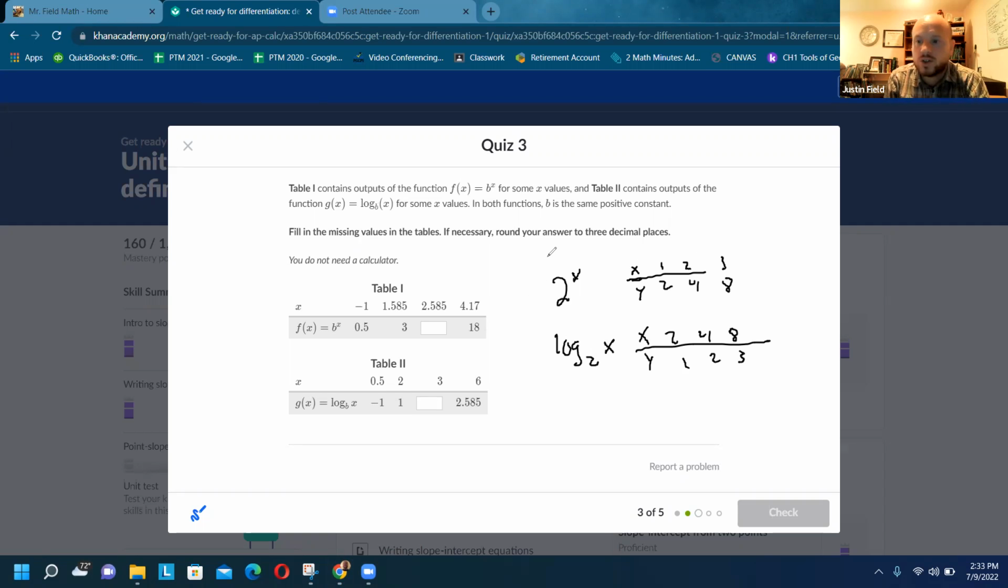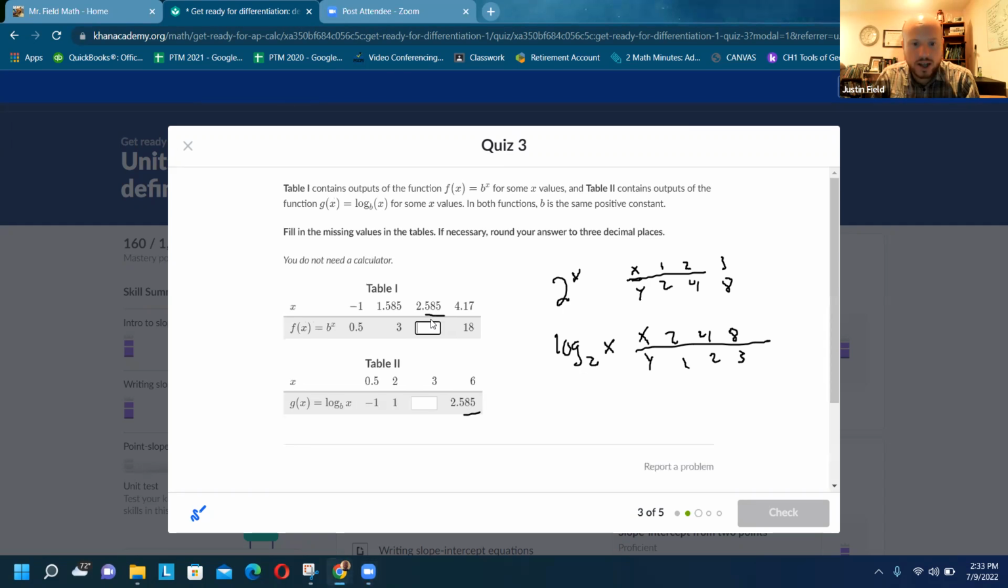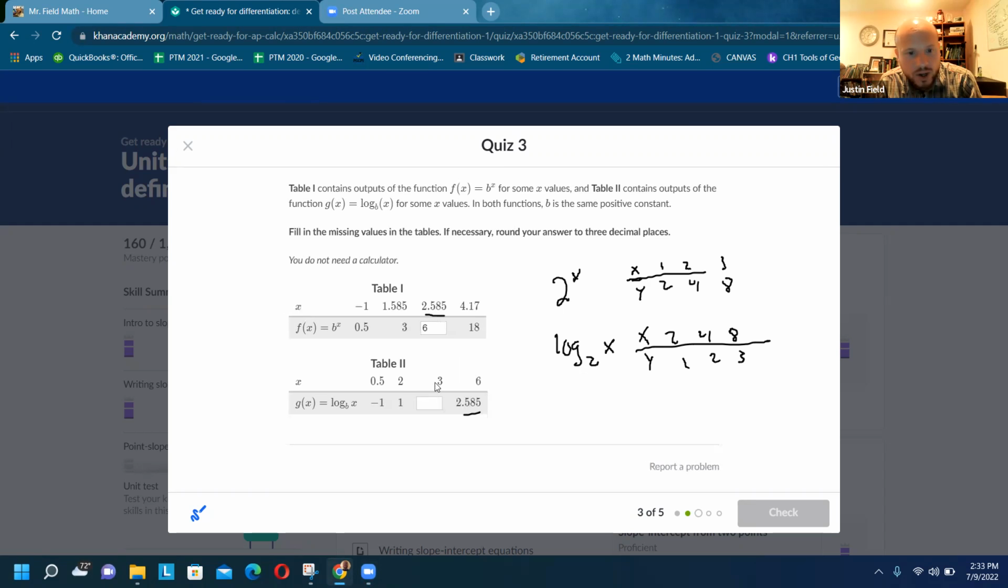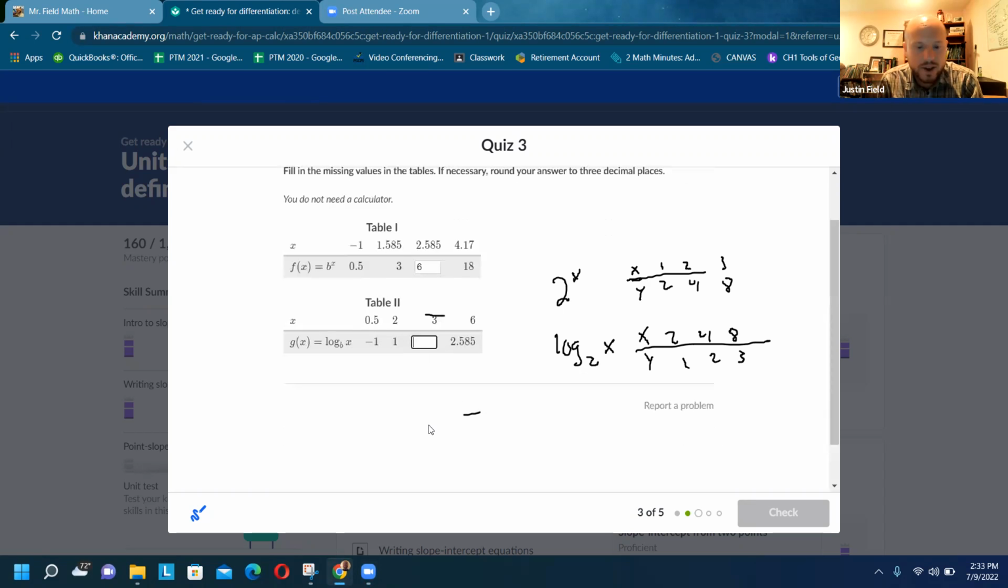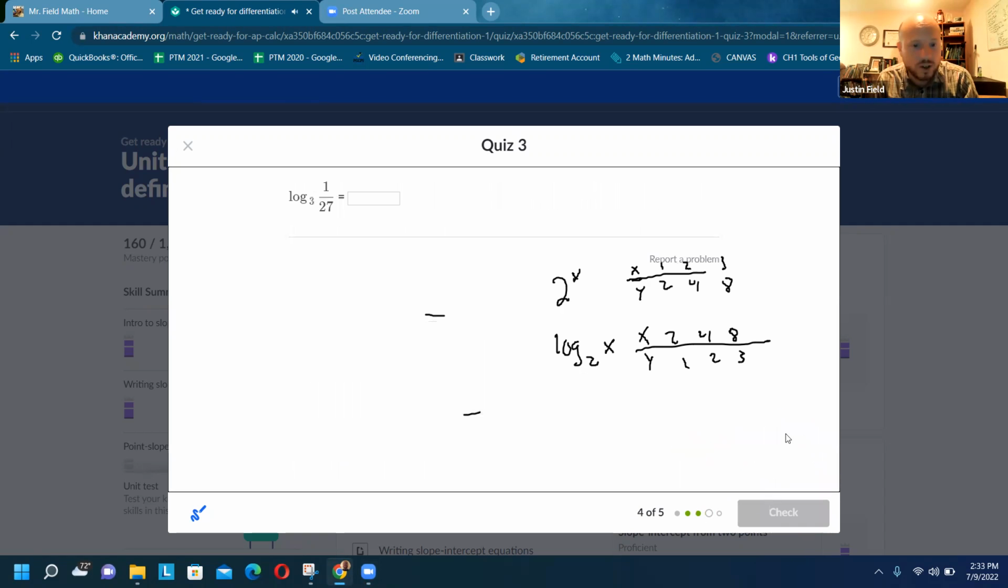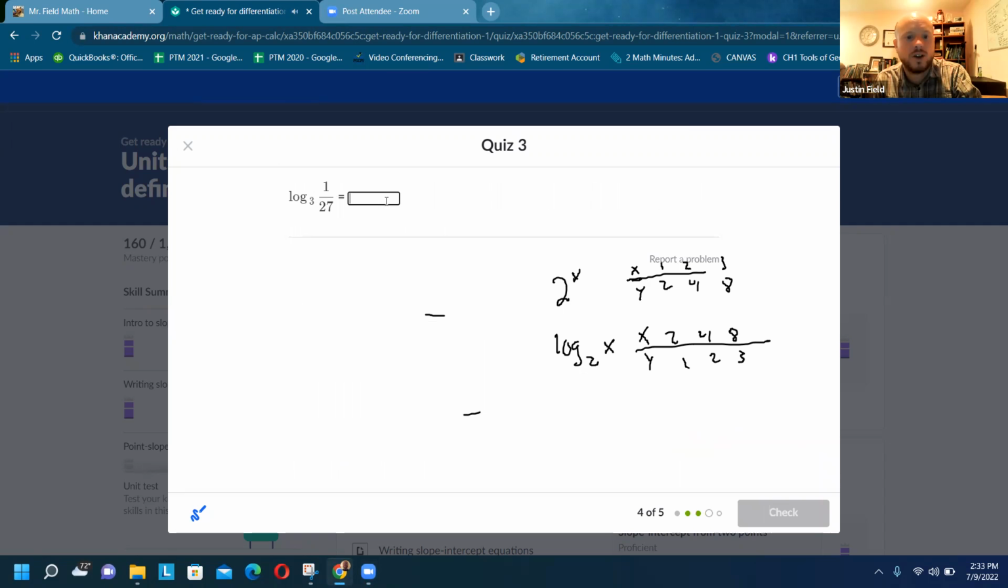In inverses, you switch the x and the y. So we see the 2.585 up here, and we see it right down here, paired up with 6. So that means that there's going to be a 6 there. And then here, the 3 is paired up with 1.585. Well, that was so easy once you knew what it was asking about. And you can do this one. I'm not helping you with that one.